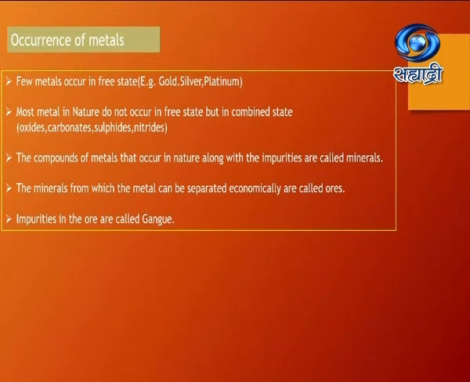Most metals in nature do not occur in the free state, but they occur in the combined state. Example: they are in the form of oxides, carbonates, sulfides, and nitrides. The compounds of metals that occur in nature along with impurities are called minerals. The minerals from which the metal can be separated economically are called ores. Impurities in the ores are called gangue, which have to be removed.